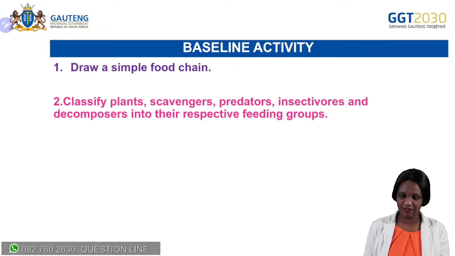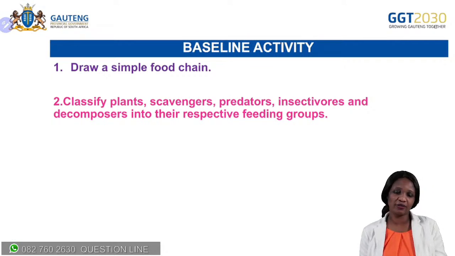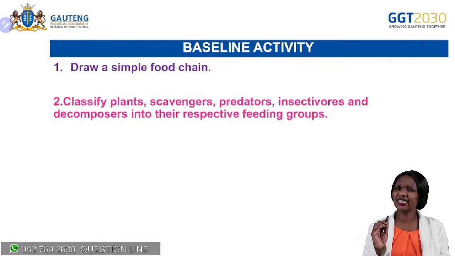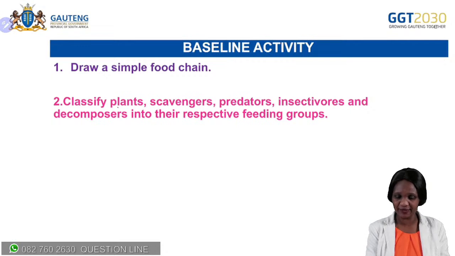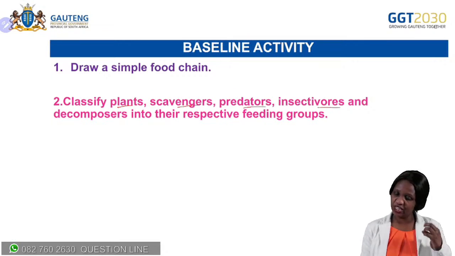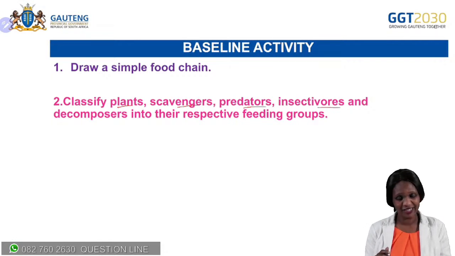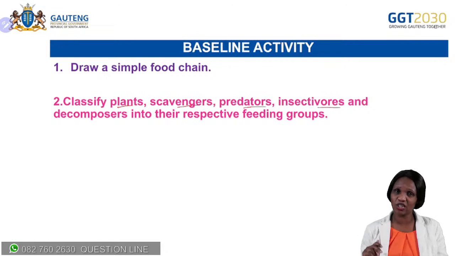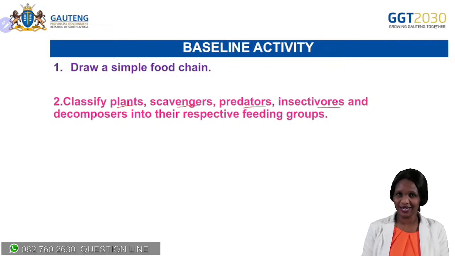And then for our baseline activity, let's check the questions. Then I'll give you time to write these ones. Question number 1 says, draw a simple food chain. Question number 2, classify plants, scavengers, predators, insectivores, and decomposers into their respective feeding groups. I'll give you 3 minutes to answer the questions. Let's start writing right now.